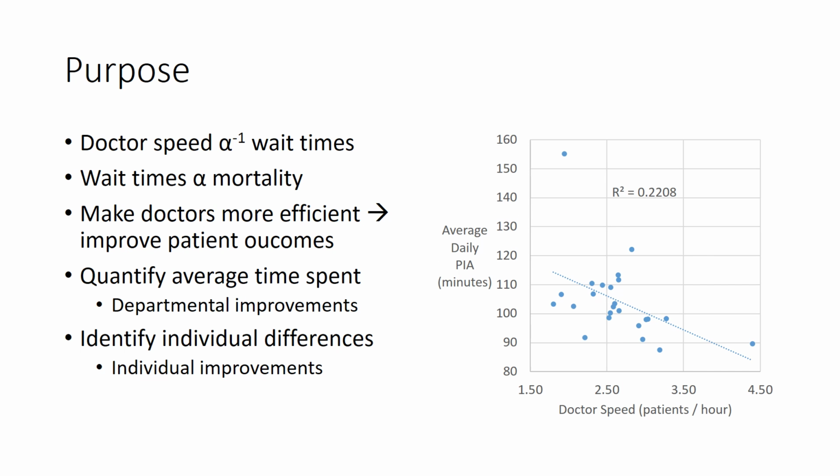So why do we want to do a time motion study? Well, we know that doctor speed is inversely proportional to wait times, as I've demonstrated in this graph here from a previous presentation. And we know that wait times are correlated with mortality. So if we can make doctors more efficient, we can improve patient outcomes. So the purpose of a time motion study then is to quantify the average time spent by the group as a whole to make departmental improvements, and potentially also to identify individual differences to target individual improvements.